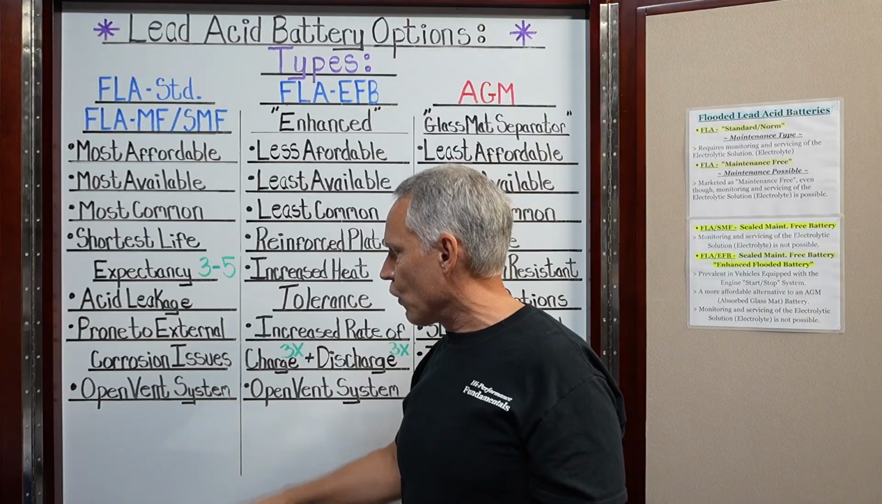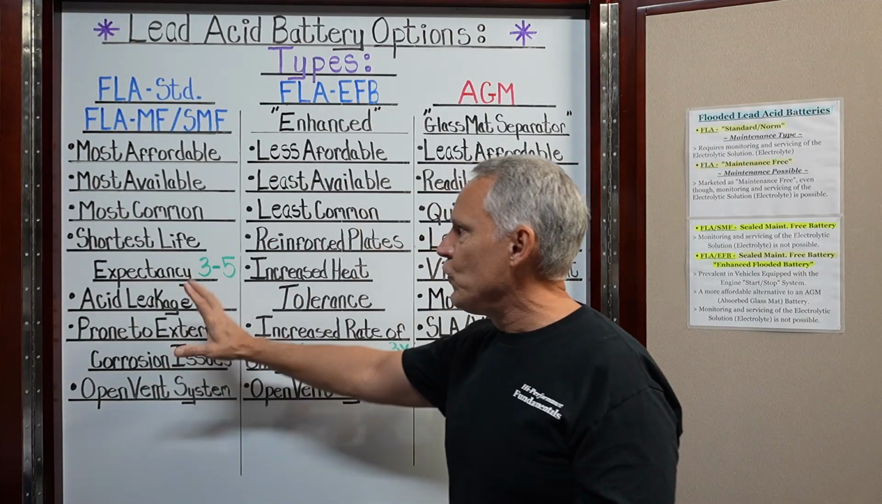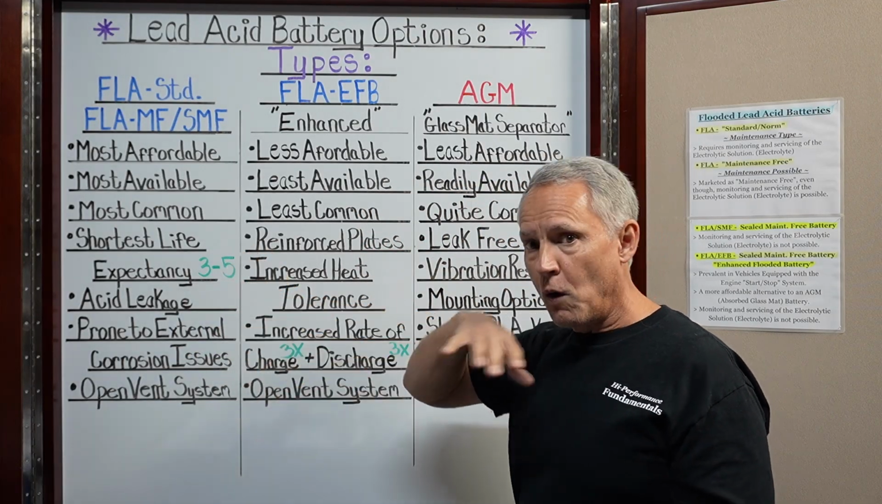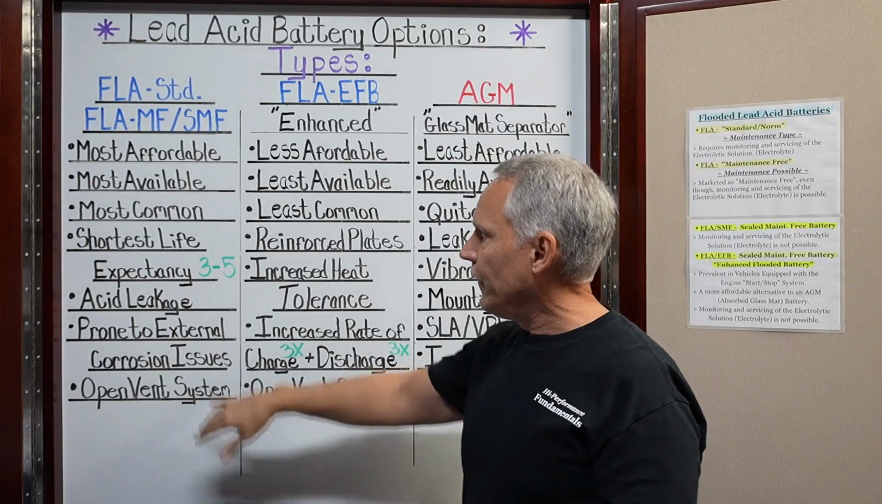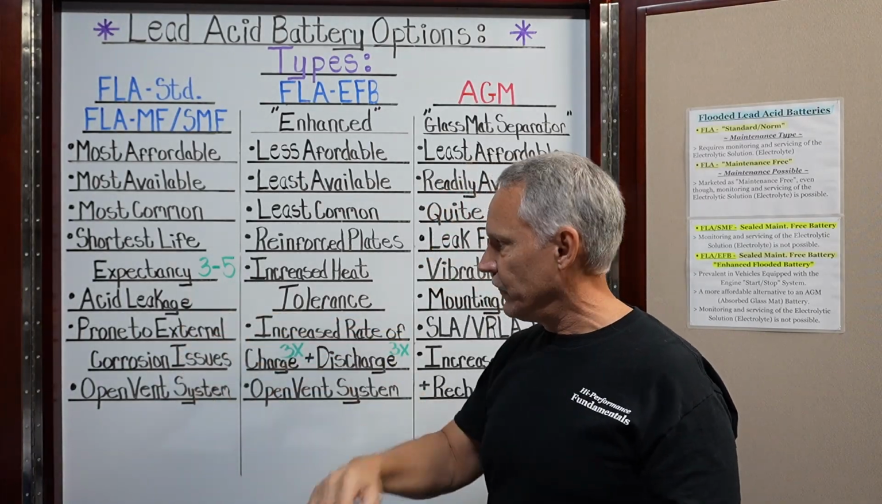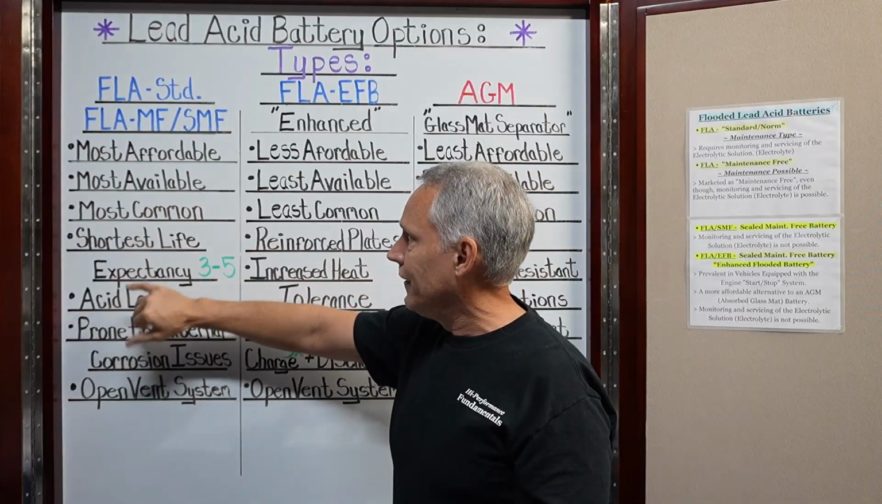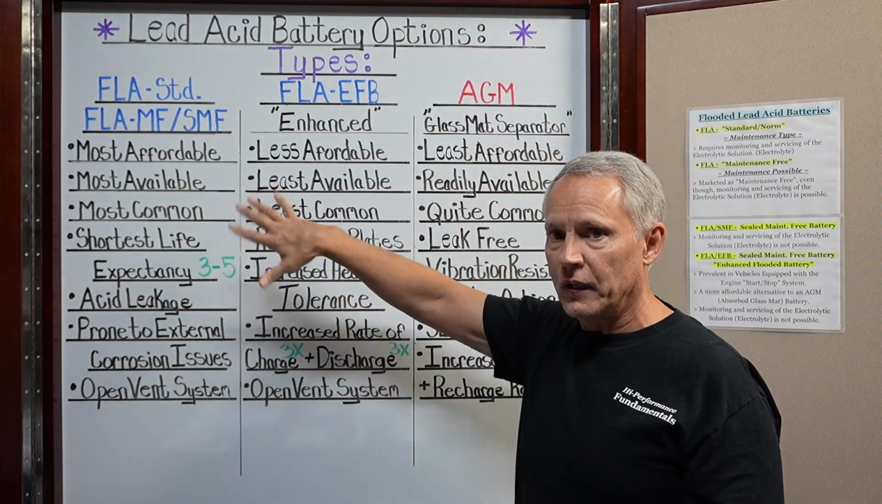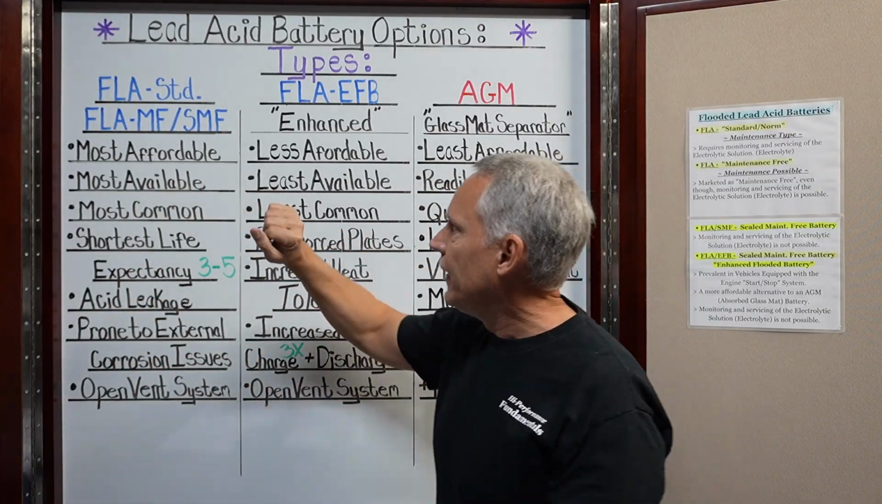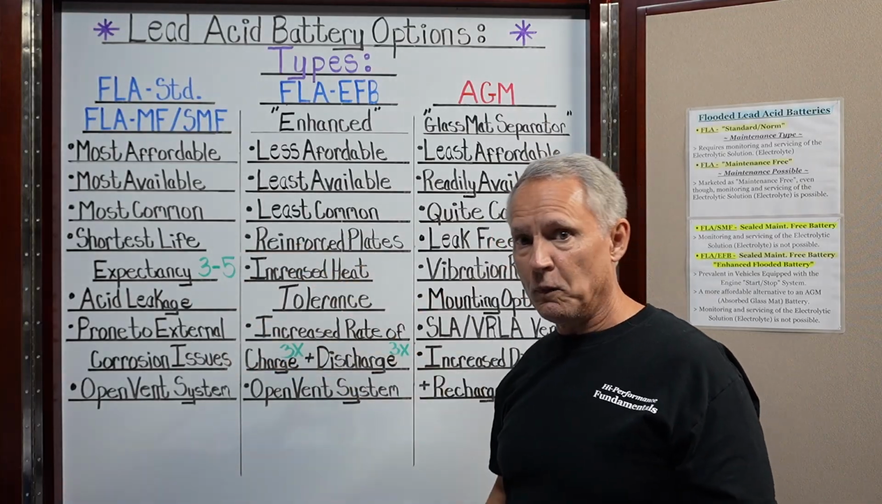And once again, that is your open vent system. Like I said, if you maintain this battery properly and you're on top of it, and you catch the leakage and take care of it, or you catch the corrosion and take care of it, you can keep this in check. And this can be a viable option. It's most certainly an entry-level battery. It's most certainly your most affordable and most available battery.